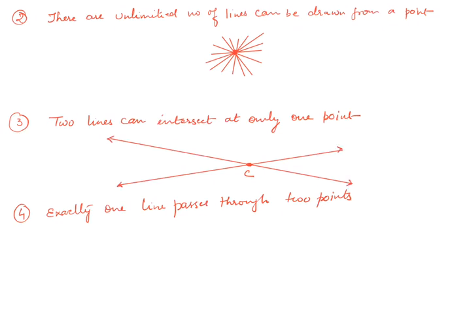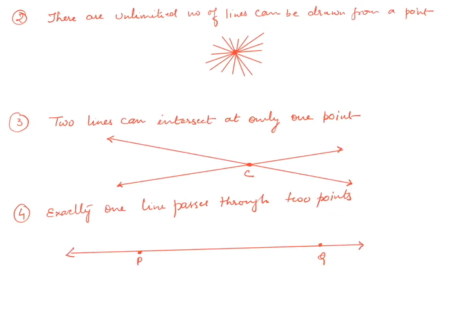The fourth one is exactly one line passes through 2 points. If there are 2 points, suppose P and Q, then only one line can be drawn which will pass through both the points. See, only one line can be drawn which can pass through these 2 points.